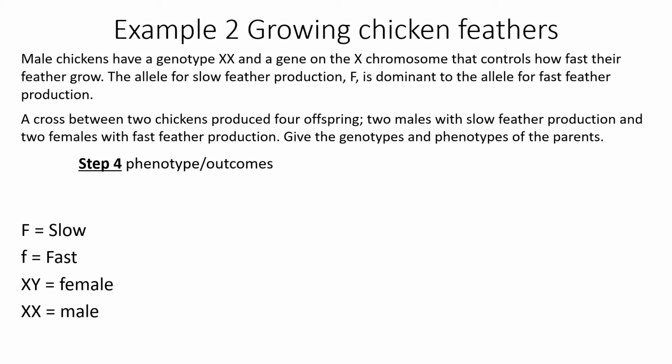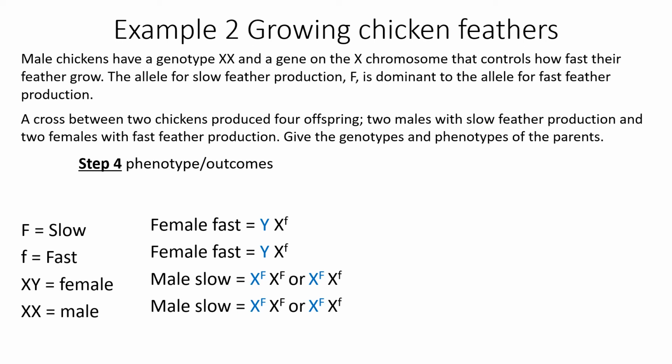In the question, it identifies the offspring as 2 males with slow feather production and 2 females with fast feather production. In terms of male and female, we know the female's X and Y. So with only one X chromosome, it's much easier to determine the genotype of the female because the only chromosome we need to worry about is the X, and in this particular case, the female must have the lower recessive allele. In terms of the male, we have a little bit more of a problem because the males could be homozygous dominant or they could be heterozygous.